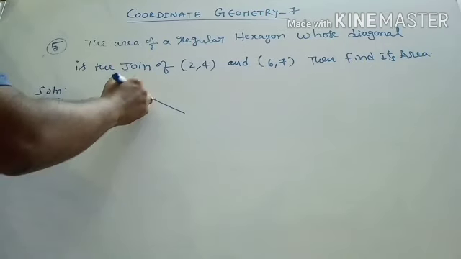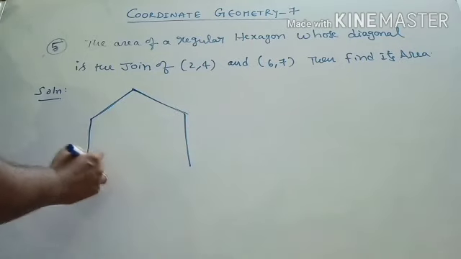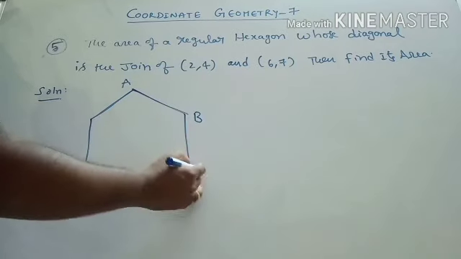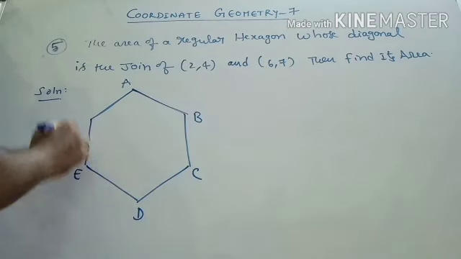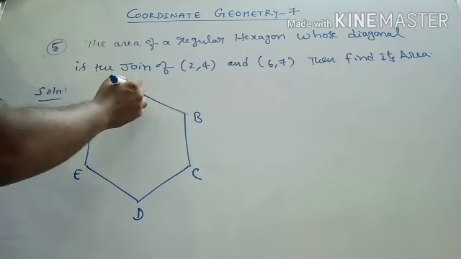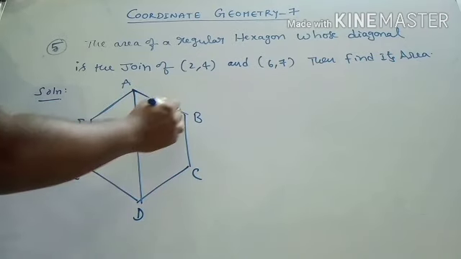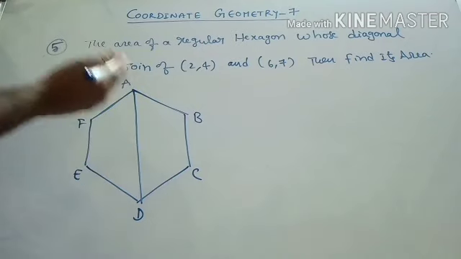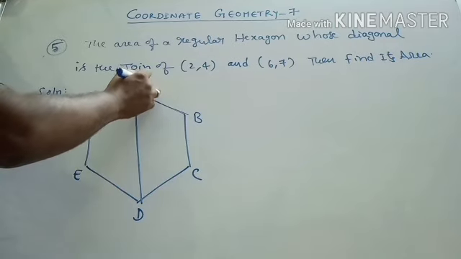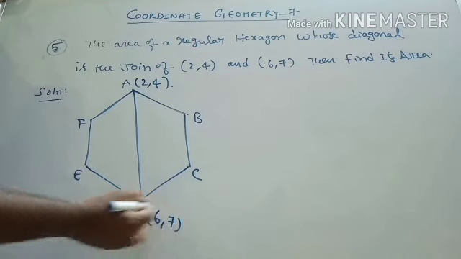You know that a regular hexagon is a hexagon with 6 sides. Let us take this as A, B, C, D, E, F. They have given that in a regular hexagon the lengths of the diagonals are equal. This is one diagonal, AD or maybe BE or maybe CF, any one you can take. They have given A as (2, 4) and another one as (6, 7).